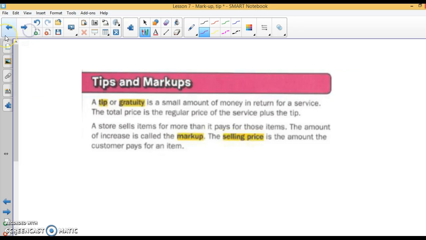All right. Tips. That's what you give somebody who is giving you any kind of service. Like if somebody cuts your hair, you give them a tip. If you go out to a restaurant, you give them a tip. If somebody carries your luggage in, you give them a tip. Markup, we already talked about. Markup is what a store does when they buy something from a dealer and they mark it up and then they sell it to you at the selling price.